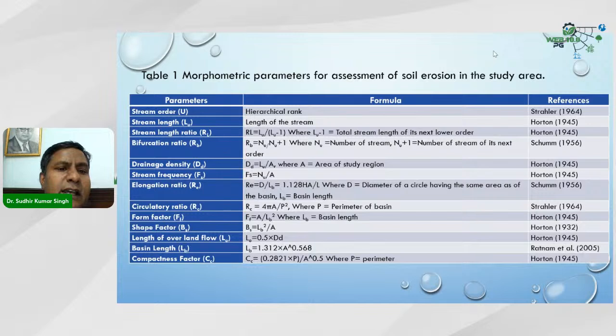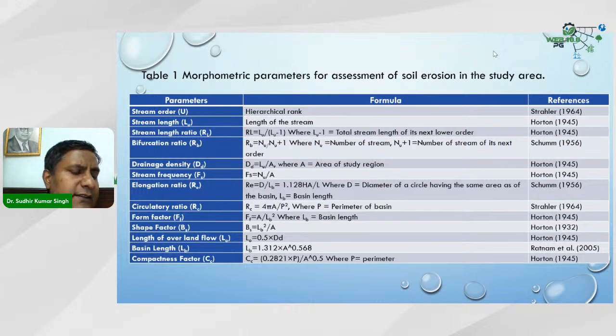So stream order, for which we have used hierarchical ranking, stream length, then stream length ratio, bifurcation ratio, drainage density, stream frequency, elongation ratio, circulatory ratio, form factor, shape factor, length of overland flow, basin length, and compactness factor. There are so many factors, but we have considered these factors for prioritization of our basin. For more detail, you can consider the references, and these are the important references.